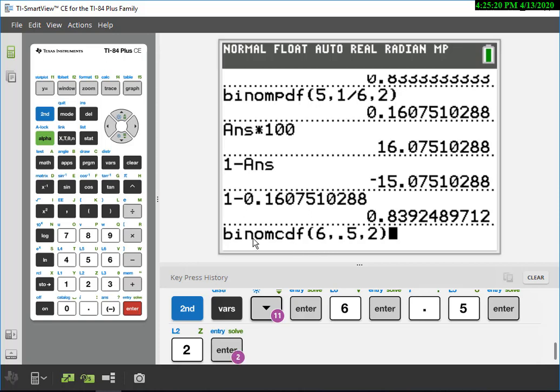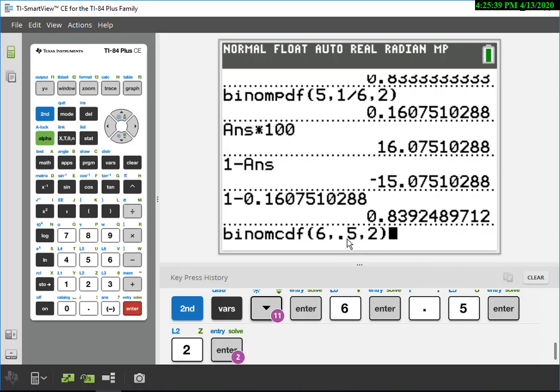Now, of course, if you have an older calculator, it's not going to show you that menu that came up, but you are going to select binomial CDF, and then it's going to give you the parentheses in which you enter the N, the P, the X. Again, that's N, comma, P, comma, X.